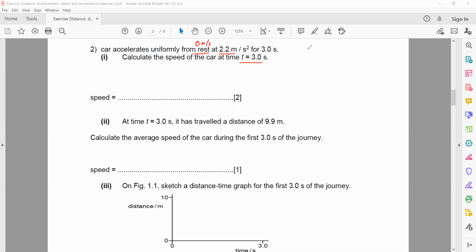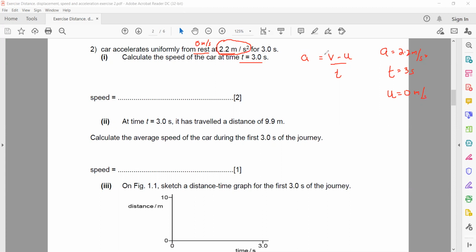The formula of acceleration is the final speed minus initial speed, divided by time. So what is the acceleration given? Acceleration they mentioned is 2.2 meter per second square, because meter per second square is a unit of acceleration. What about the time? The time is equal to 3 seconds. What is the initial velocity? Because it starts from rest, its initial velocity or starting velocity is 0.